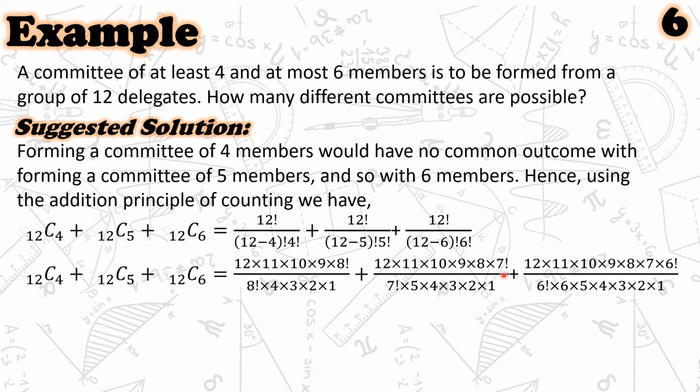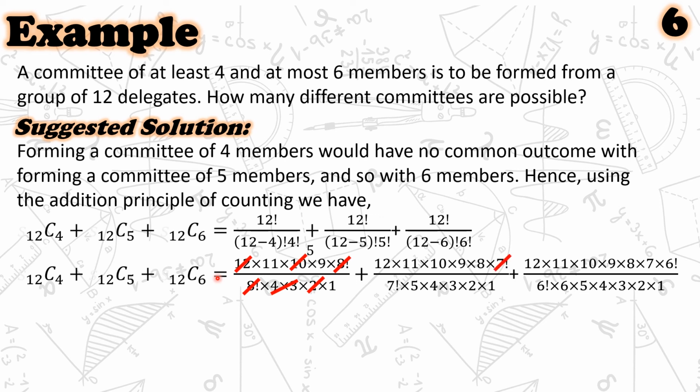For 12 choose 5, we end the notation for 12 until 7 factorial because 12 minus 5 in the denominator is also 7. For 12 choose 6, we end the notation at 6 factorial because 12 minus 6 in the denominator is 6 factorial. This time, let us do some cancellation. In the first addend, 8 factorial over 8 factorial cancels because that is equal to 1. 12 divided by 4 times 3 is equal to 1. And 10 divided by 2 is equal to 5.